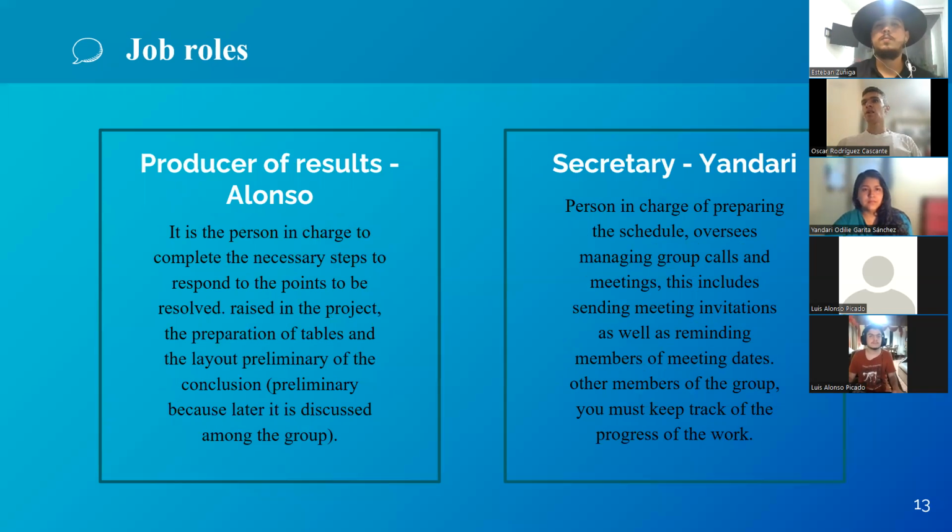The producer of results is Alonso. It is the person in charge of completing the necessary steps to respond to the points to be resolved, raised in the project, the preparation of tables and the preliminary logic of the conclusion.